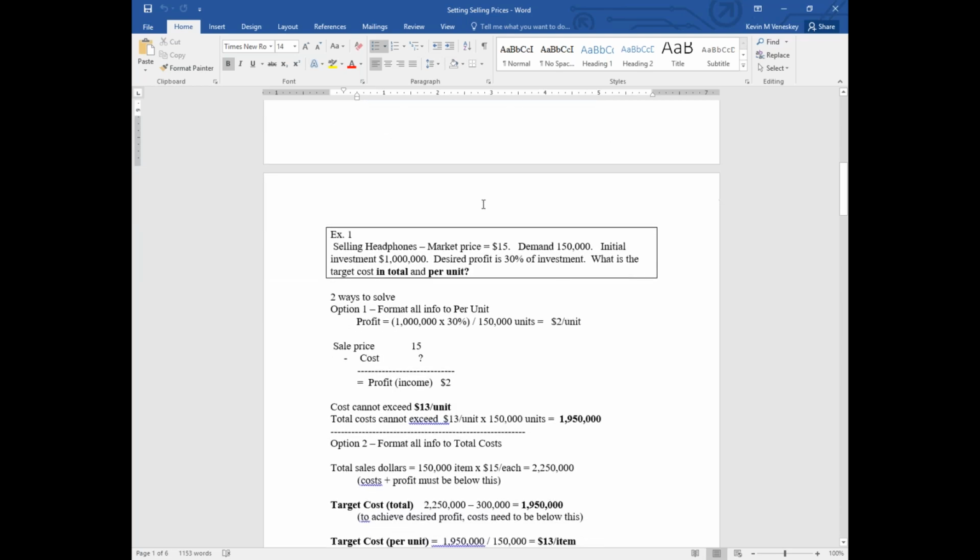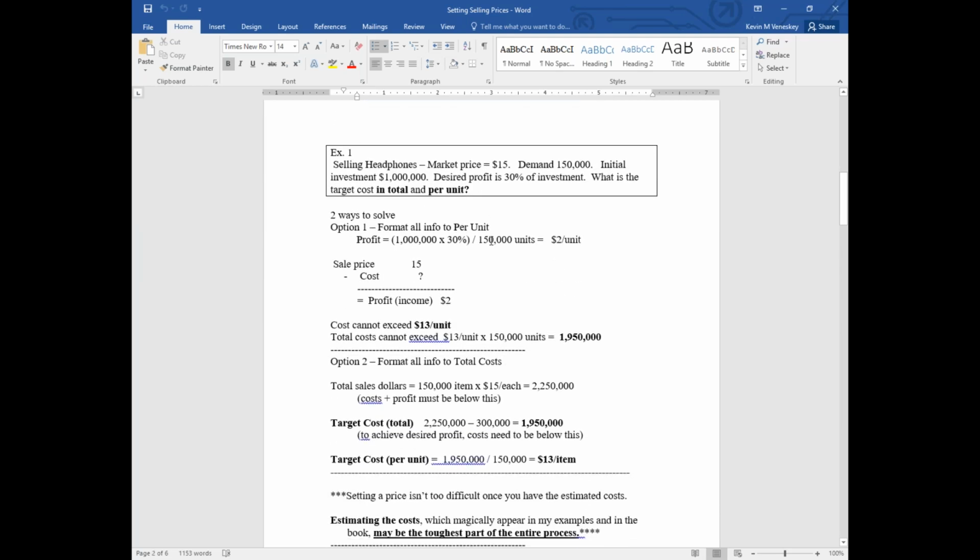So let's look at this example. If I have a $15 price and I have a good idea that I'm going to sell 150,000 units, now that is very important. We do have to have a good estimate of our number of units being sold. Otherwise, our figures are going to be well off if that 150,000 isn't very relevant.